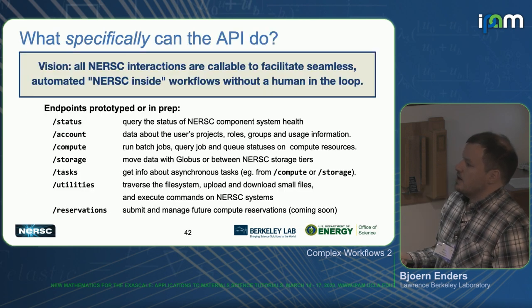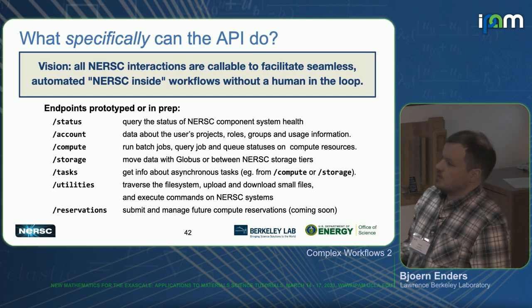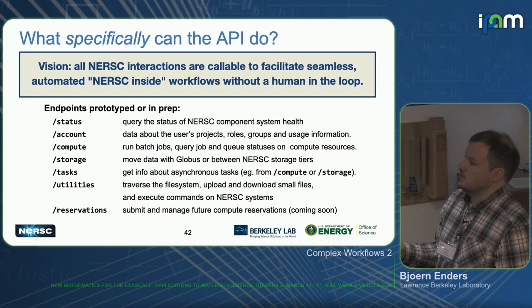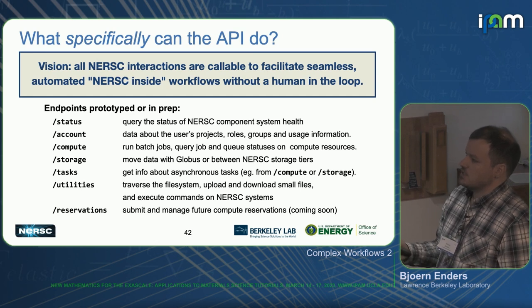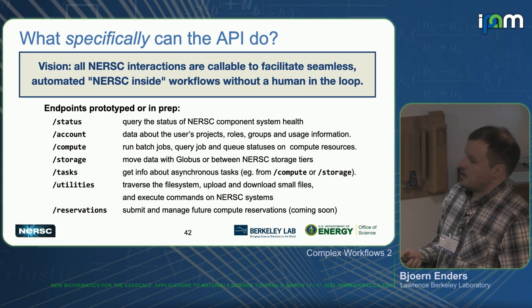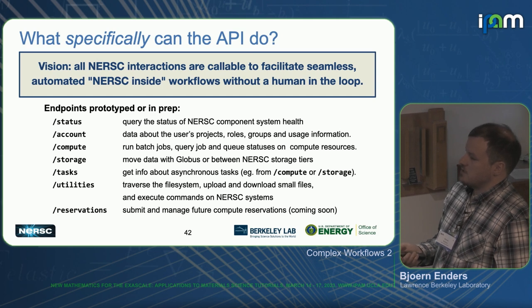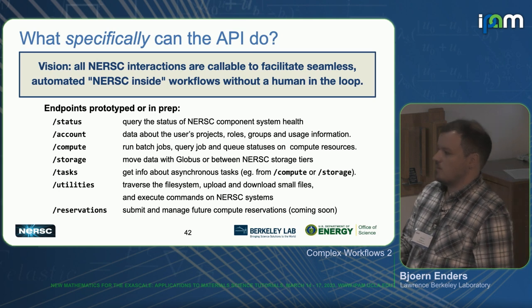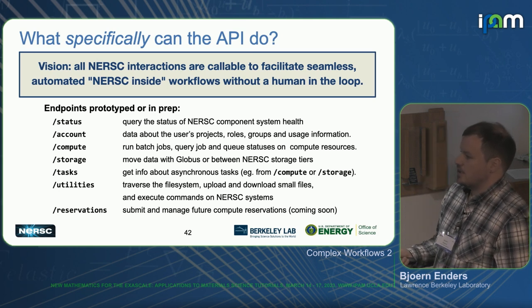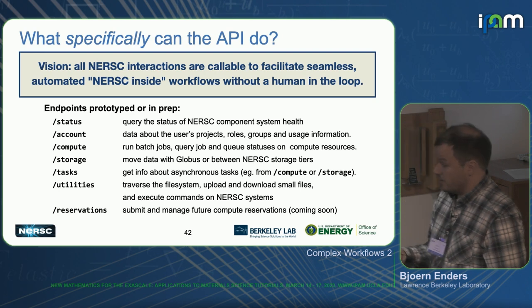So what can you do with the API? The idea is that all interactions with NERSC are callable, and they facilitate seamless automated workflows without a human in the loop. And here are the prototypes that we built. A typical one would be status, to check the system status and health, but also compute, to actually run a job or check on jobs, and otherwise utilities, like ls, for example, is a utility that we expose in the API.